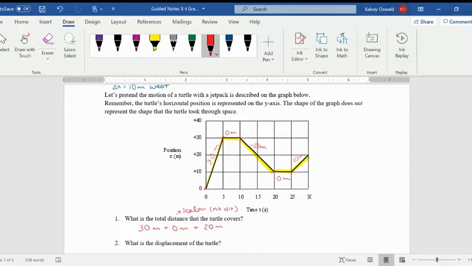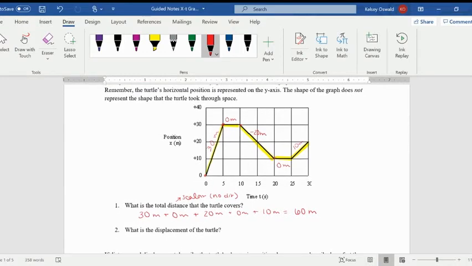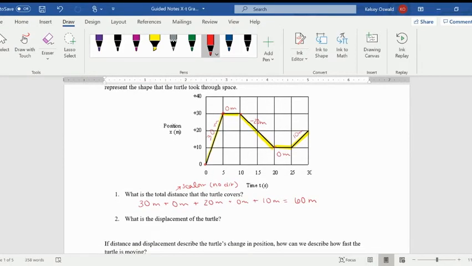Again, distance does not include direction. We're just looking at how much ground in total we covered. From 20 to 25 was 0 meters, and then our final 10 meters from 25 to 30. When we add these all up, we should find that our turtle covered a total distance of 60 meters. So again, total distance is the total ground that our object is traveling.